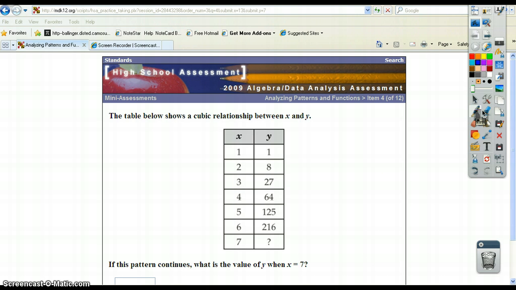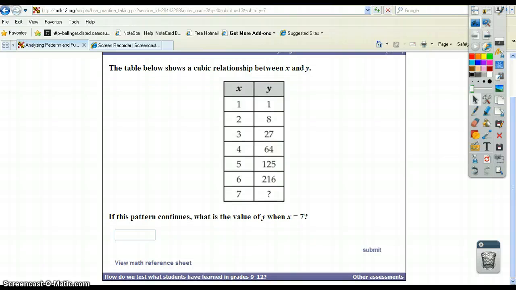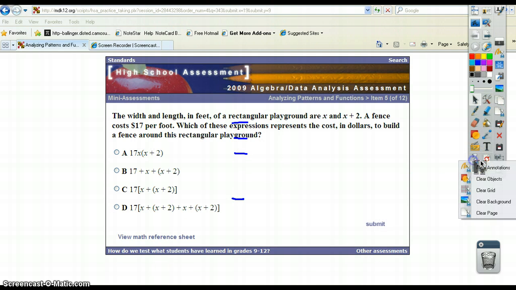The table below shows a cubic relationship. Cubic means that you're going to cube the x value, or multiply it by itself 3 times. So if you notice, 2 times 2 times 2 is 8, 3 times 3 times 3 is 27, on and on. So we're going to figure out what is 7 times 7 times 7. You have calculators, this should do this pretty quick. We find that the answer is 343. So we go ahead, we fill that in with that value. And we can move on.